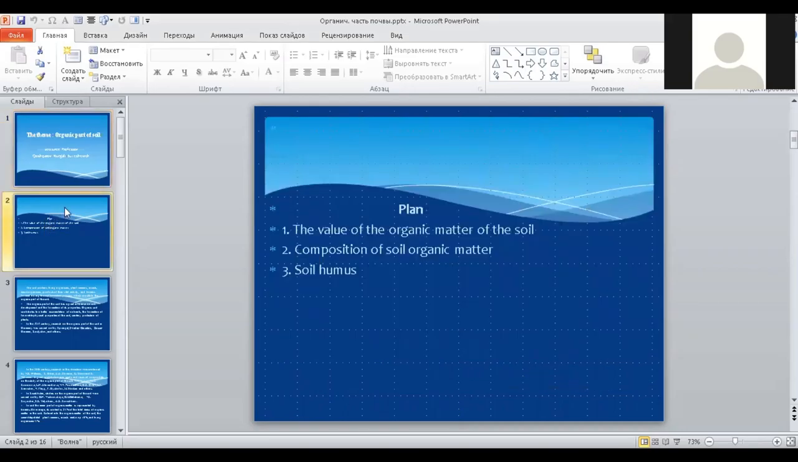Plan of the lecture. The value of the organic matter of the soil.